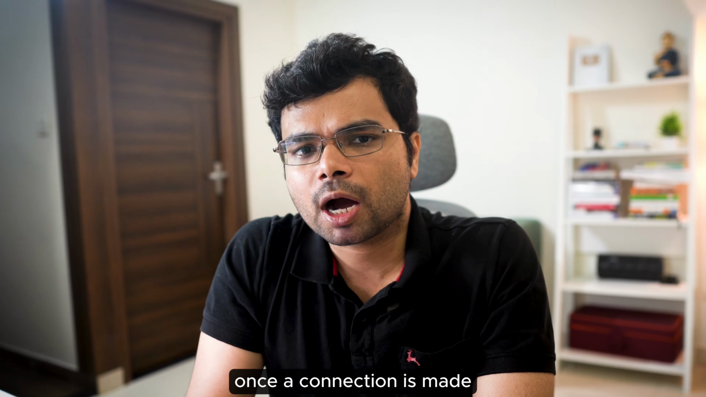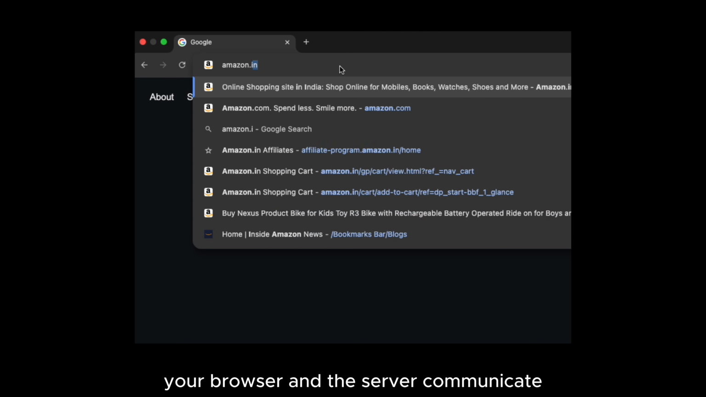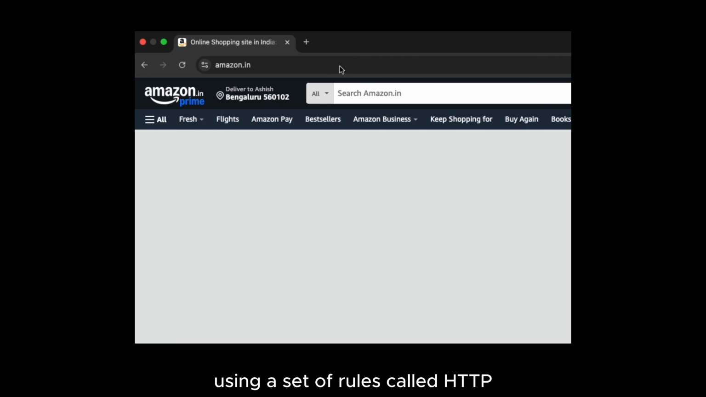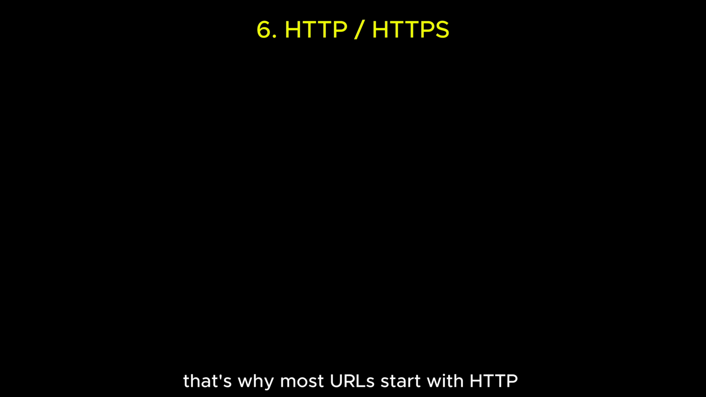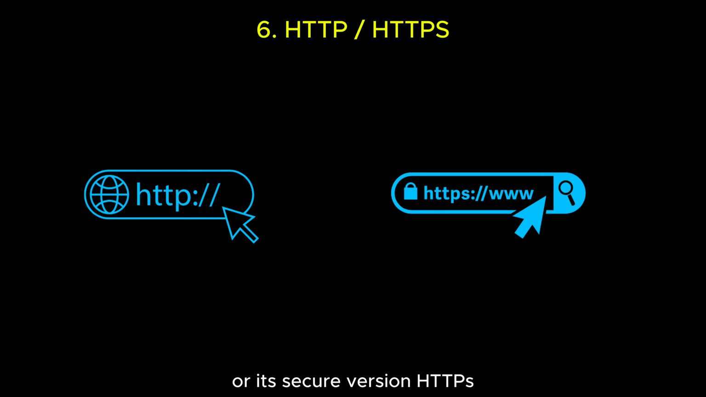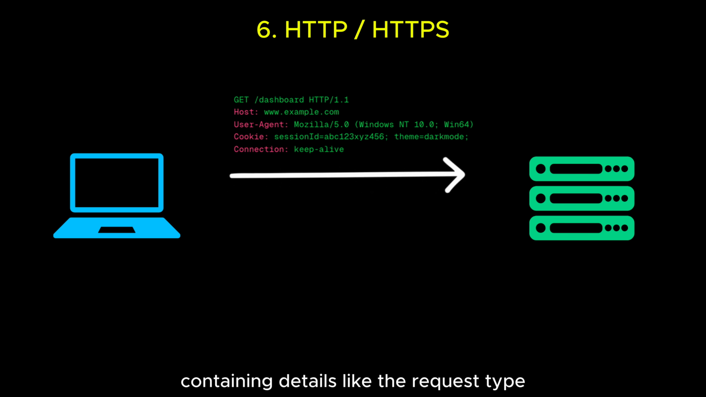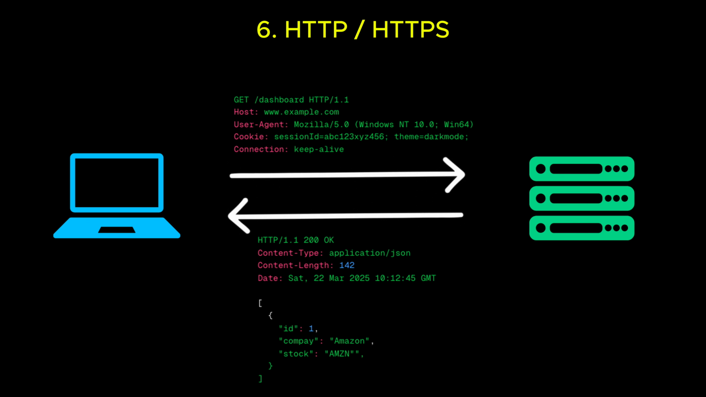Once a connection is made, how do clients and servers actually communicate? Every time you visit a website, your browser and the server communicate using a set of rules called HTTP. That's why most URLs start with HTTP or its secure version HTTPS. The client sends a request to the server. This request includes a header containing details like the request type, browser type, and cookies, and sometimes a request body, which carries additional data like form inputs. The server processes the request and responds with an HTTP response, either returning the requested data or an error message if something goes wrong.